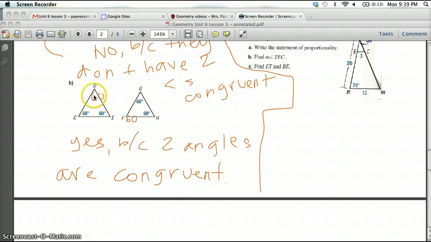So let's fill in the missing pieces. So angle D has to be 60 and angle F has to be 60. Now, both angles are 60 degrees. You have two angles that are congruent. Therefore, triangle CDE is similar to triangle FGH.